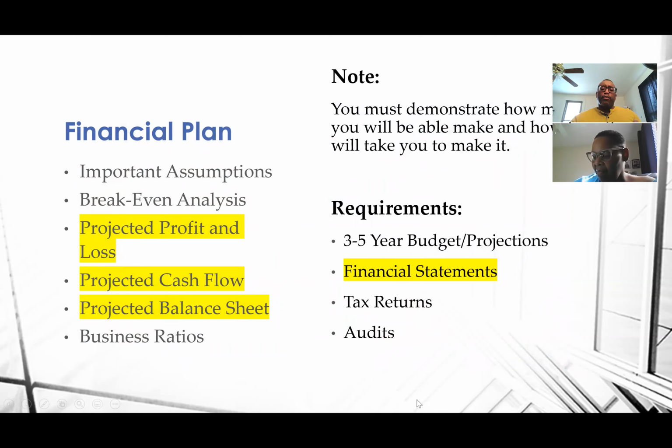In the financial plan, there's a whole bunch of things in the business plan that you need to do that's part of the financial plan. Important assumptions, break-even analysis, projected profit and loss, your projected cash flow, projected balance sheet, and business ratios. Between the budgeting and doing the financial statements, these are things that we cover in the development of the financial plan. One of the requirements of a financial plan is, once again, budget or projections, which we did last month and talked about. And today we're just going to talk a little bit more about the financial statement parts of that.